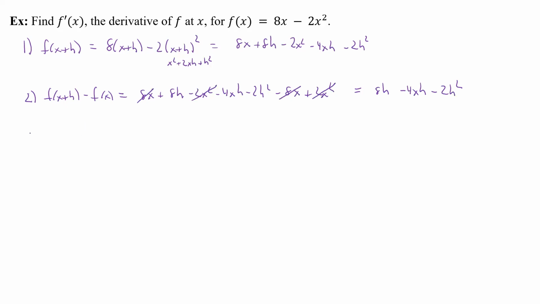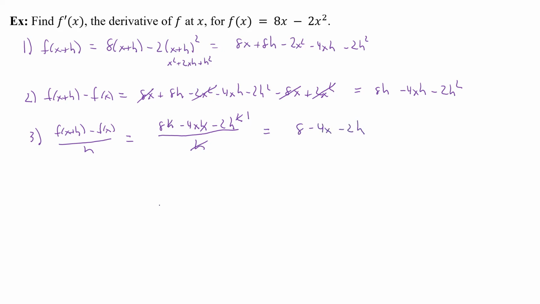Now, step 3, we divide by h. So step 3, we have f of x plus h minus f of x all over h, and that equals 8h minus 4xh minus 2h squared over h. So we can cancel an h out of everything. This h cancels that one and one of those. And so that gives us 8 minus 4x minus 2h.